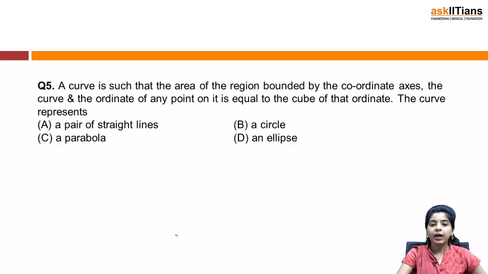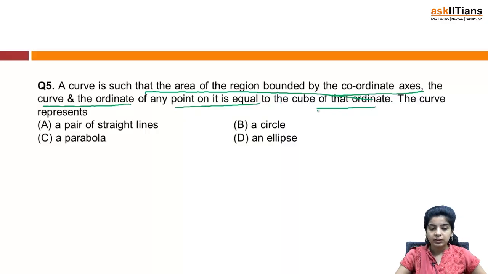Next question that we have is, a curve is such that the area of the region bounded by the coordinate axis, the curve and the ordinate of any point on it is equal to the cube of that ordinate. The curve represents, does it represent a pair of straight lines, or it represents a circle, ellipse or parabola? Okay, now first thing is you should be able to understand the statement of the question.